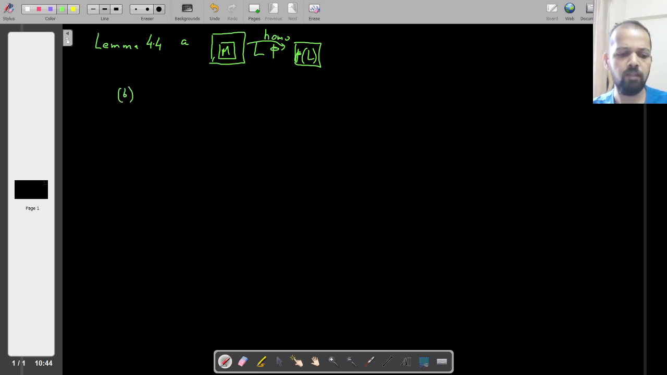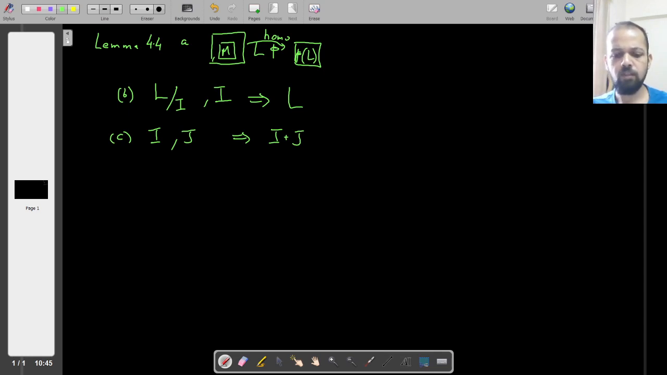in today's lecture. That is, if I is an ideal and suppose the quotient L by I is also solvable, then if these two are solvable, L is solvable. And finally we have seen again a result which we'll use today, that if I and J are solvable, then I plus J is solvable. So these things we are going to use in today's lecture.